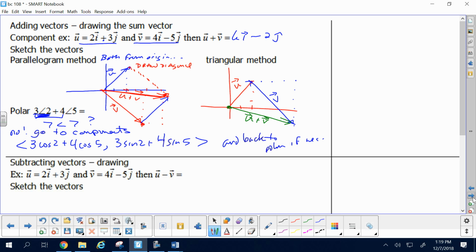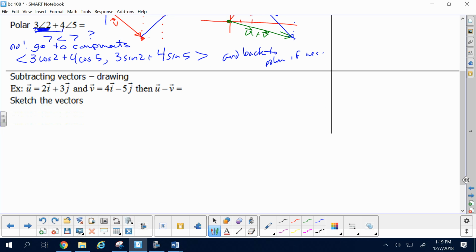Okay. Subtracting vectors, or drawing a subtraction of two vectors. Again, there are a couple ways to think about this, but I'll go the most common. What is u minus v? If here's u and that's v, then what's the components u minus v? Negative 2i hat and positive 3 minus negative 5, so plus 8 j hat. Are you with me? Sorry, negative 2i hat plus 8j hat. Is that better? Okay, sorry.